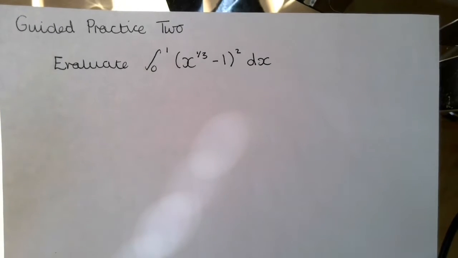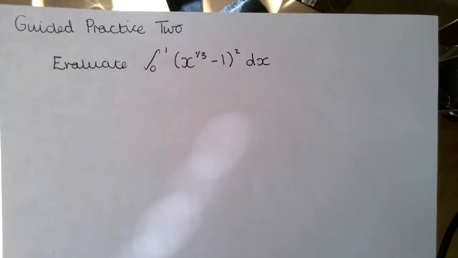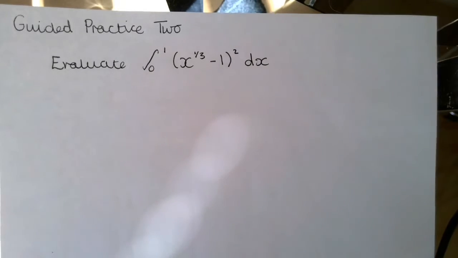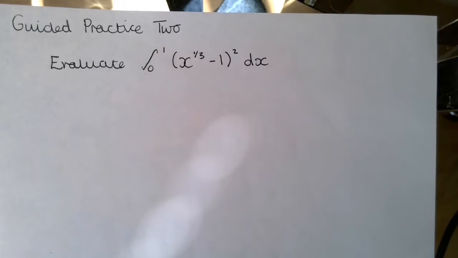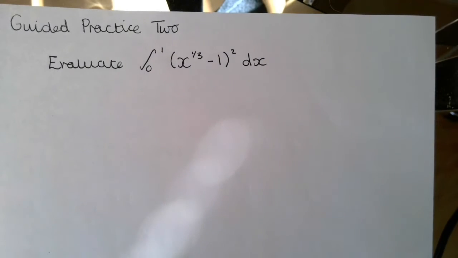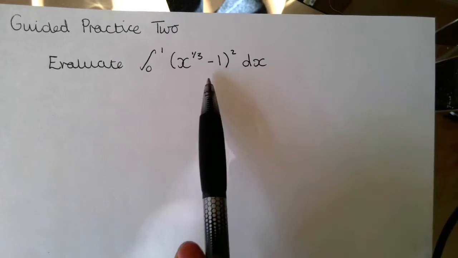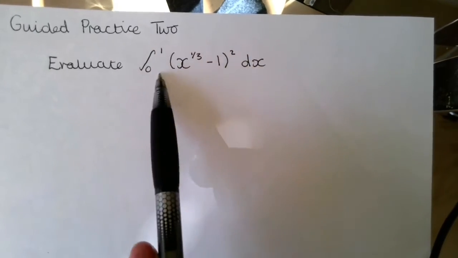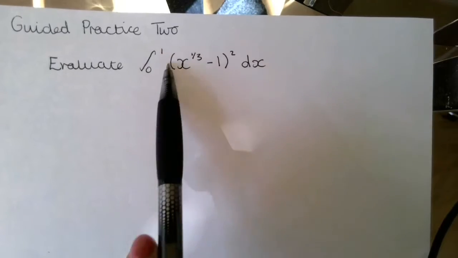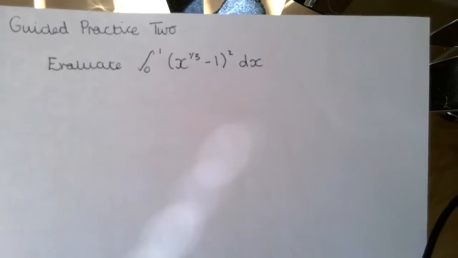Our next guided practice is finding a definite integral. In our previous guided practice, we were given a point that our curve goes through to find the value of c. For this guided practice, we're going to evaluate our integral between two points. First of all, we're going to expand this bracket to write down the integral as a polynomial that we can integrate term by term.